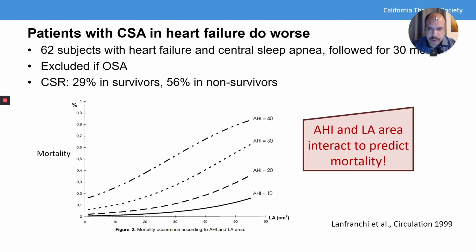Here's one nice paper from 1999 that showed that not only did patients with more severe central sleep apnea do worse, there was an interactive effect with left atrial area. So it's not just about the heart, it's also about the severity of central sleep apnea, and that predicts mortality. Cheyne-Stokes breathing was present in many more of the non-survivors than in the survivors in this group. These patients were followed for about 30 months.